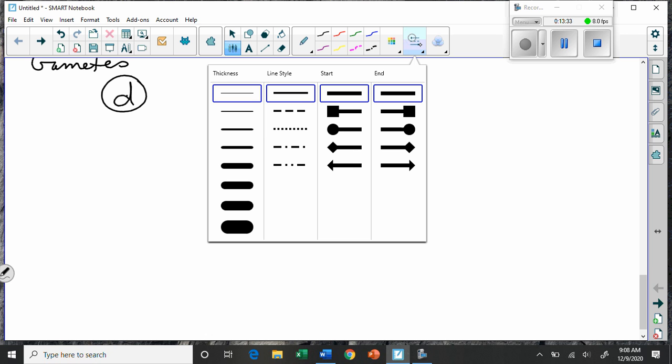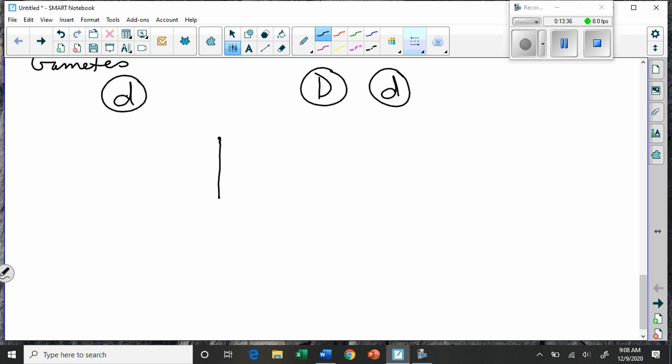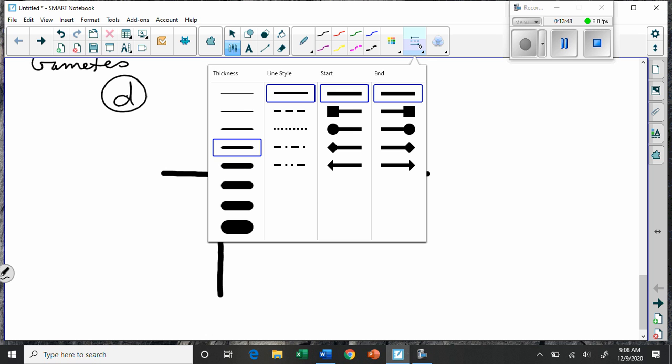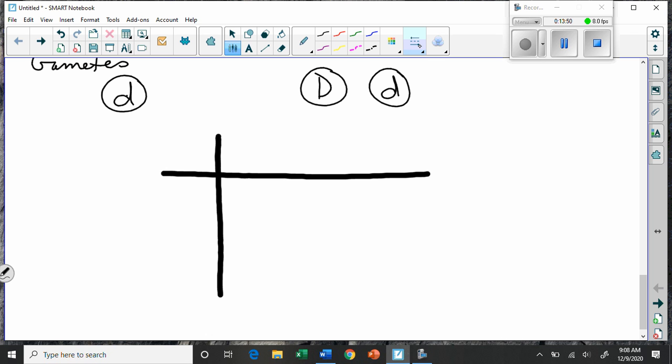Let me use a thicker line here. Actually, let's go even thicker. Nice thick line right down the middle like this. And another one over here. Now I'll go back to my thin line. And so what we have is for one parent, we only have one possible gamete, the small d, right? So that comes from here, right there. The other parent has these two possible gametes. So those two possible gametes will go here.